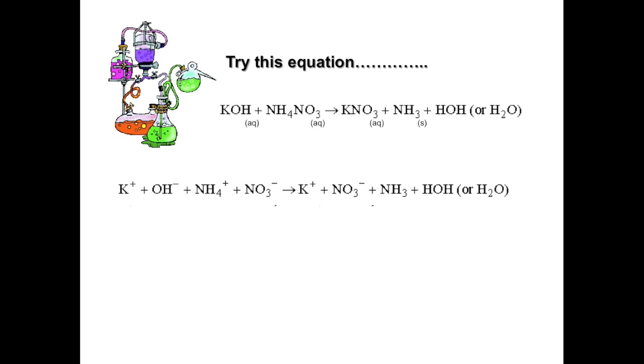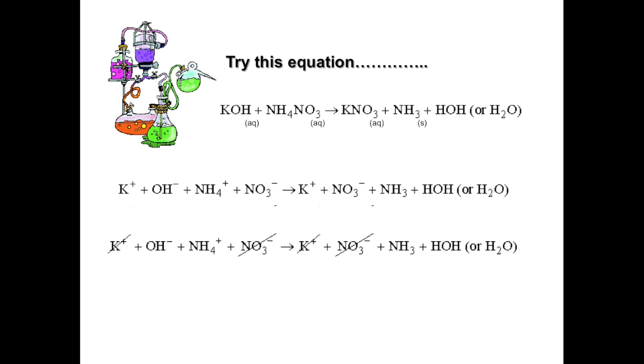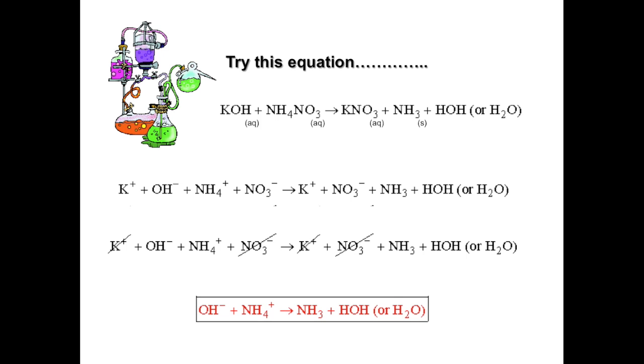The second step is to eliminate cations and anions that are on both sides of reactants and products, and those are the potassium and the nitrate. Finally, we write down the net ionic equation. In this case it will be hydroxide plus ammonium that yields ammonia and water.